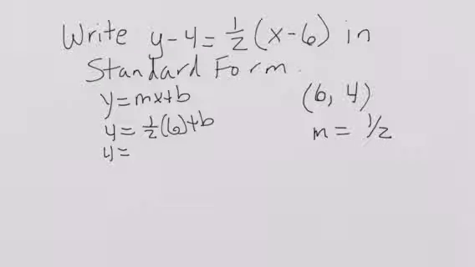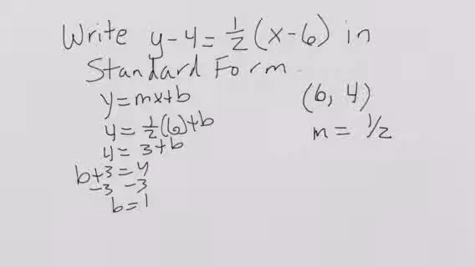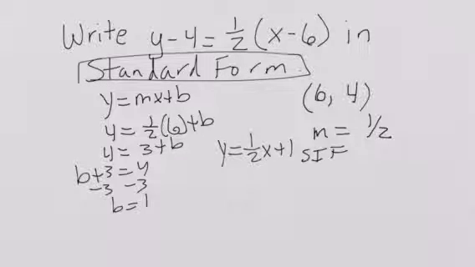4 is equal to 3 plus b. So b plus 3 is equal to 4. Zero pair out the 3, so b is going to be equal to 1. So our equation is going to be y is equal to 1/2 x plus 1. Now, this is in slope-intercept form, and we need to go to standard form.